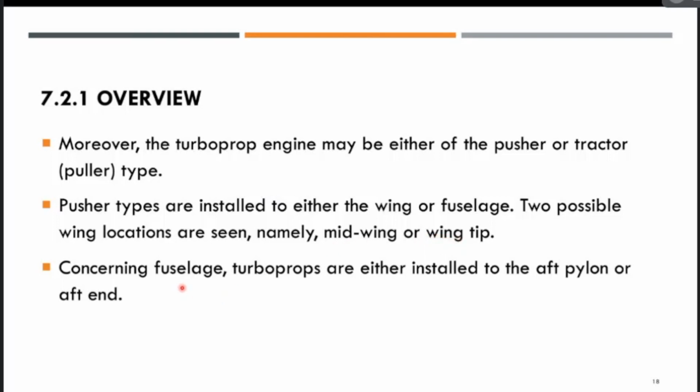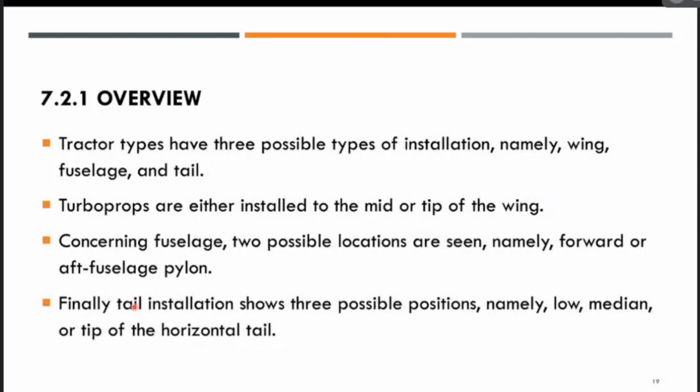And concerning fuselage, turboprops are either installed to the aft pylon or the aft end, depending on the aircraft design itself. A tractor type of turboprop engine has three possible types of installation, and namely it can be installed at the wing, at the fuselage, as well as the tail side.